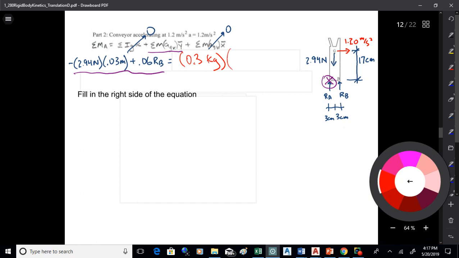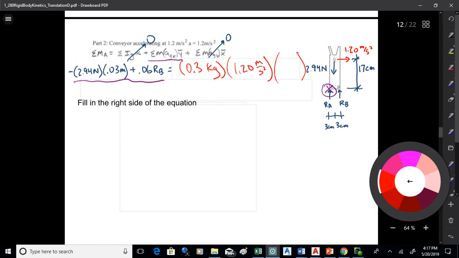And then give it a moment arm. Now that's an x acceleration. So which way is the moment arm going to act? Or which way would the moment arm be to get a moment? Yeah, y. Okay, you mix unlike things to get a moment. So we're doing meters there, so that'd be 0.17 meters.